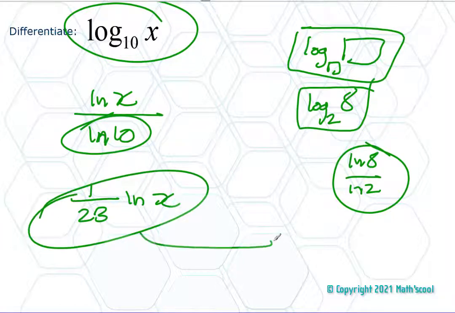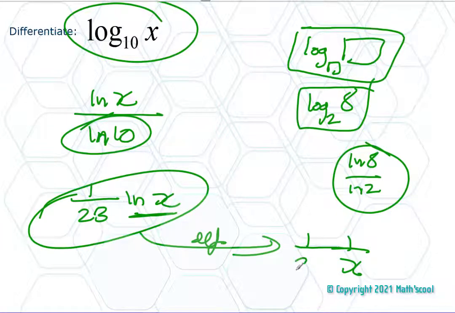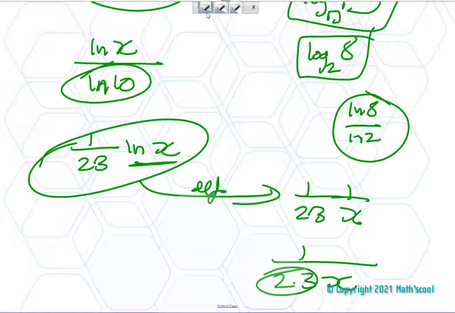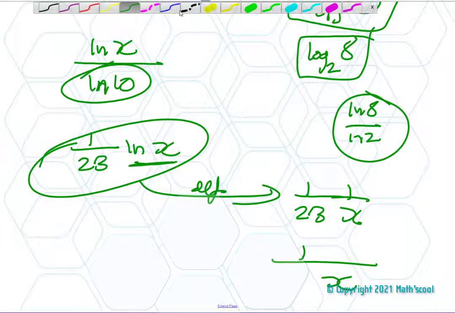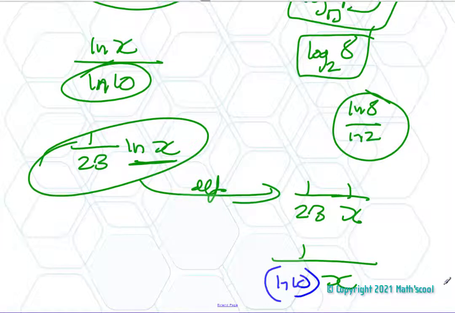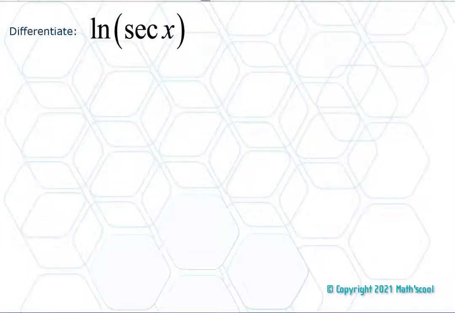Now I want to differentiate this. Differentiate the ln x, it gives you 1 over x. Oh, and I've got to multiply it by 1 over 2.3. So that gives me 1 over 2.3x. And that 2.3, well, that was ln 10, wasn't it? Let's just put it back. It's not accurate if I write it as 2.3. Put it back as ln 10. Then that's more accurate. And so there's our answer. So we can differentiate even if the base isn't e.